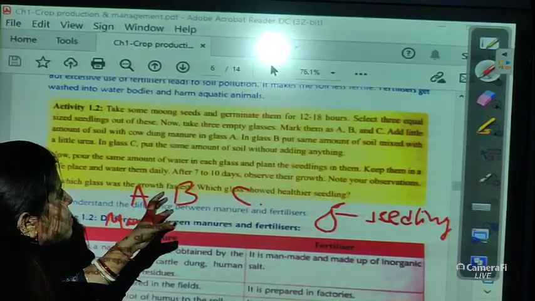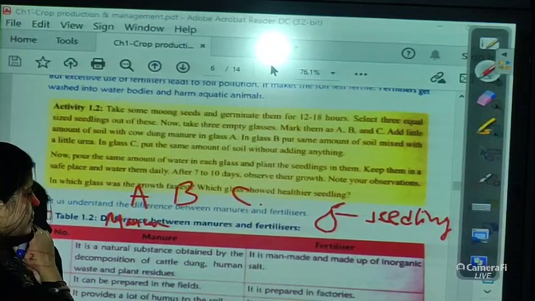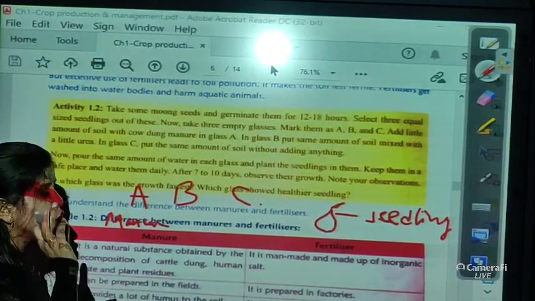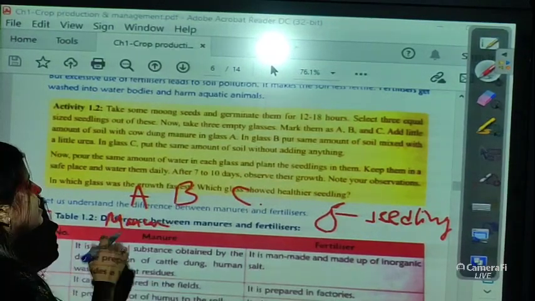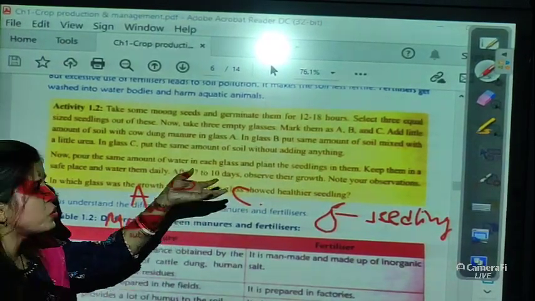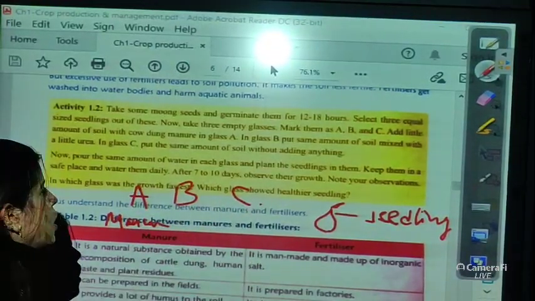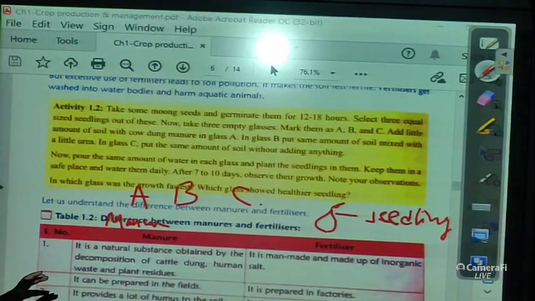In glass B, put the same amount of soil as in glass A, but with urea, a fertilizer. You can get it from any nursery. And in glass C, you just put soil without anything. You don't need to add fertilizer or manure in glass C, just the soil. Now pour the same amount of water in each glass and plant the seedling in them.